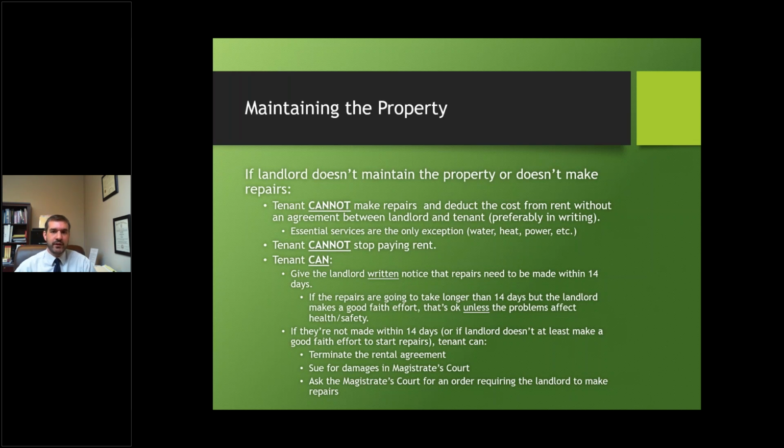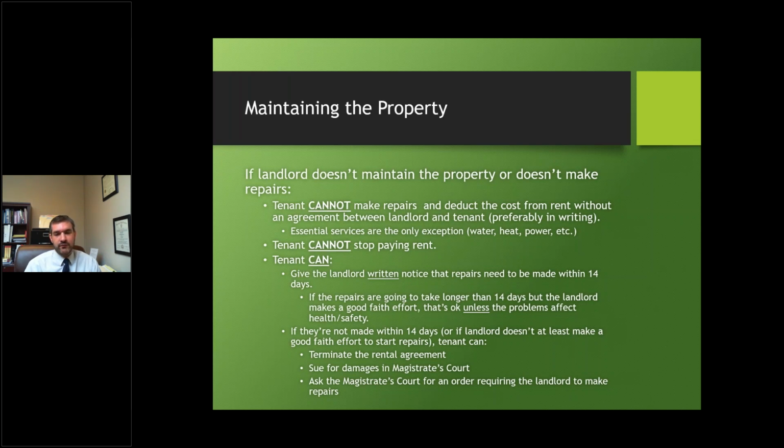So a lot of times we'll get cases where people will have talked to the landlord or talked to the maintenance man, and it's a verbal communication. That's not good enough under the statute. If the tenant wants to take the legal remedy of either ending the lease or filing suit in the magistrate court, it has to be written.